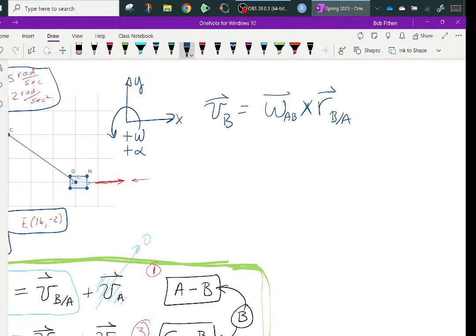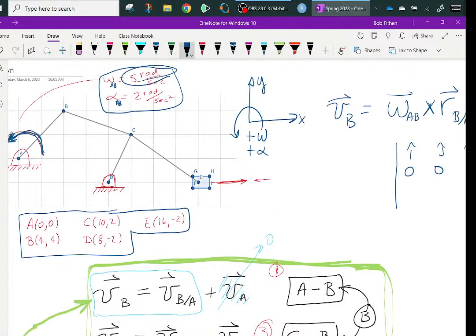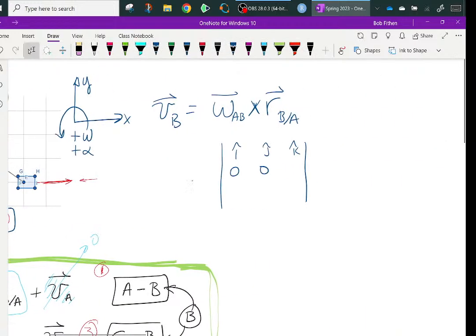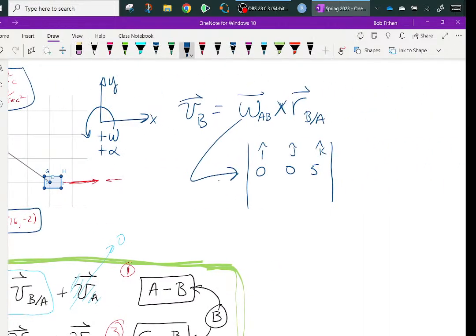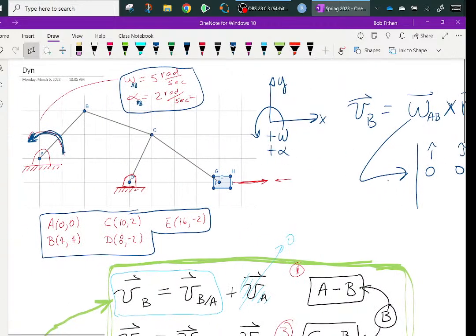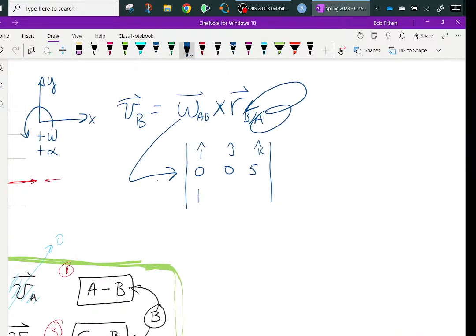And so the matrix: I, J, K, and then 0, 0, and 5. Okay, 5, because that's the first one. The second one, draw a vector from A that points to B. A to B is just that value. So it's basically 4, 4, nothing.